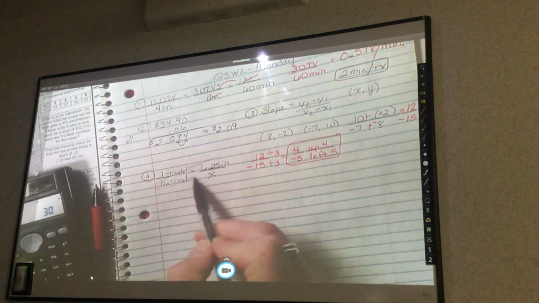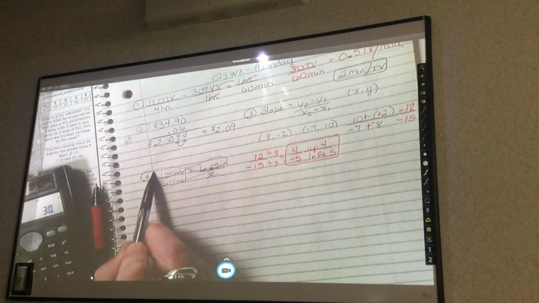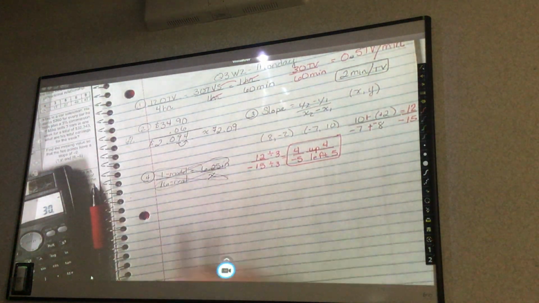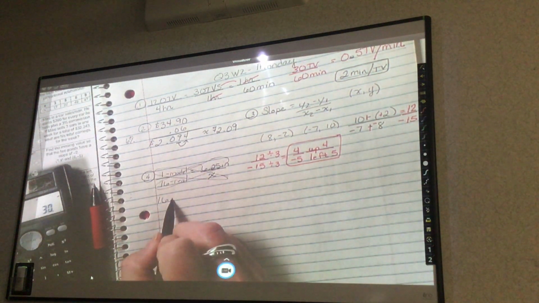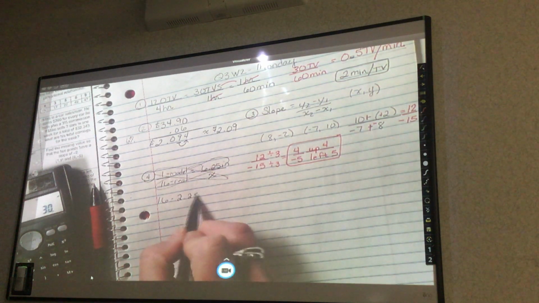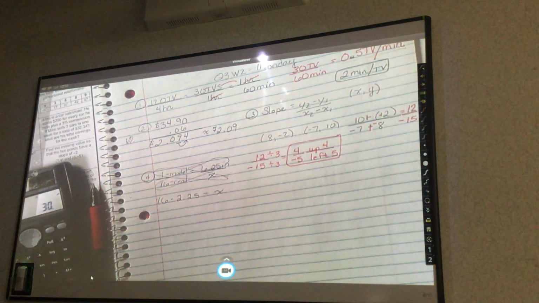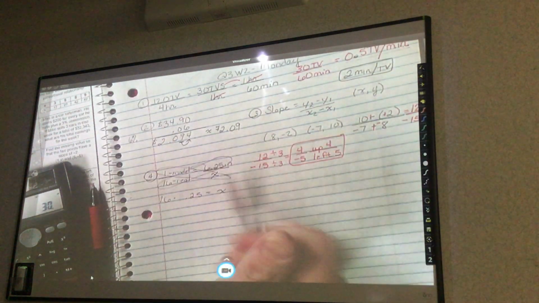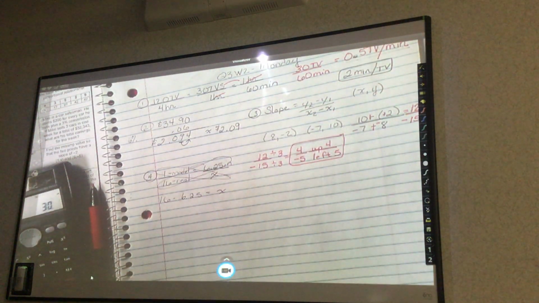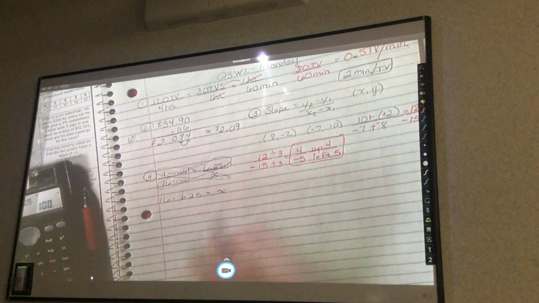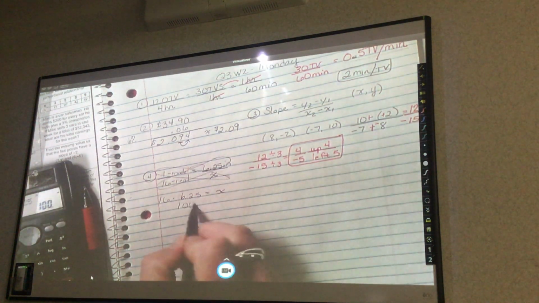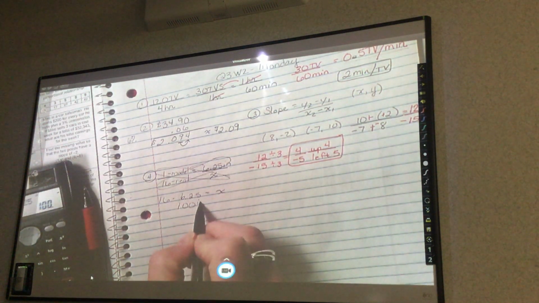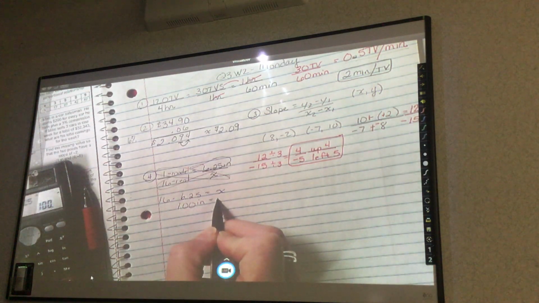And I find this by doing what? Cross multiplication. So 16 times 6.25 equals X. Oh, thank you. See? My goodness. 16 times 6.25 is 100. And it'd be 100 inches equals X.